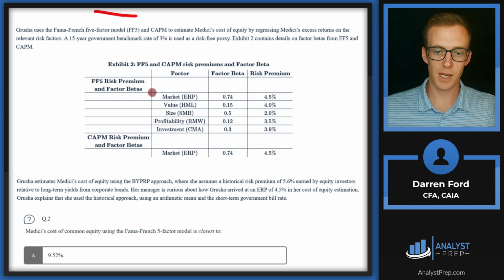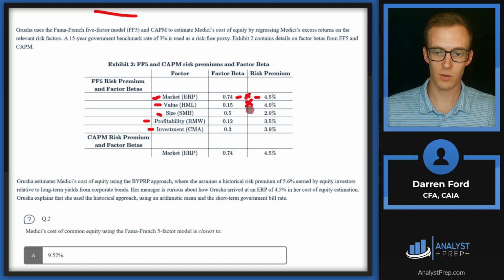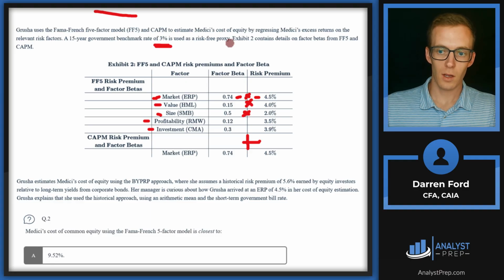So our 5 factors here, we're going to have the market factor, and then we're going to have value, size, profitability, and investment. So basically what we need to do to figure out our cost of common equity using this model is we're going to multiply these factors by the risk premium. So essentially we're going to multiply these two and then multiply these two, multiply these two, and then we're going to add all those up at the end, and then we're going to also add in that risk-free rate of 3%. And so the reason that works out is we're regressing those excess returns.